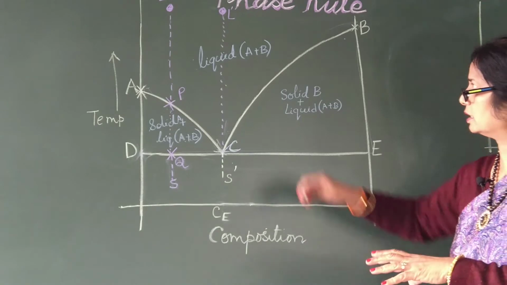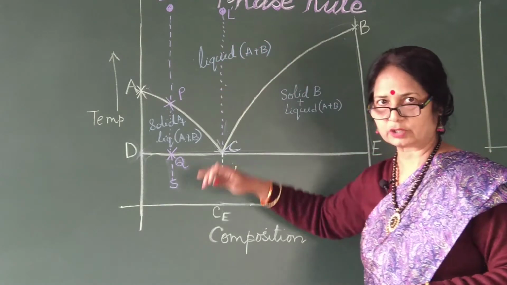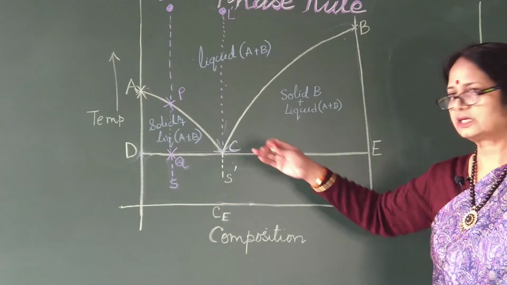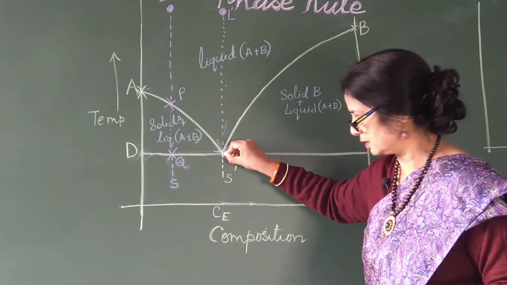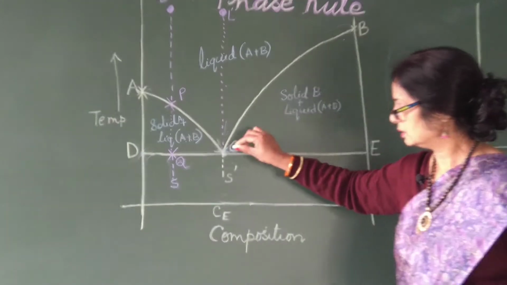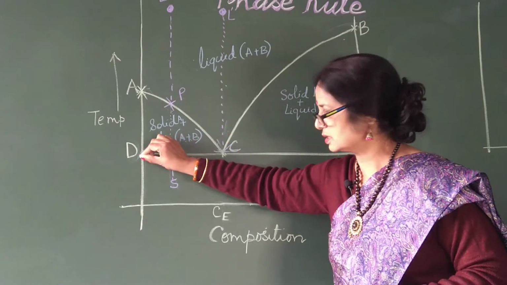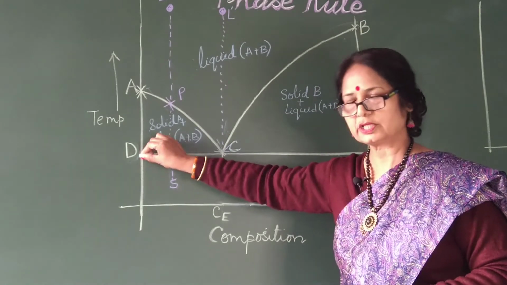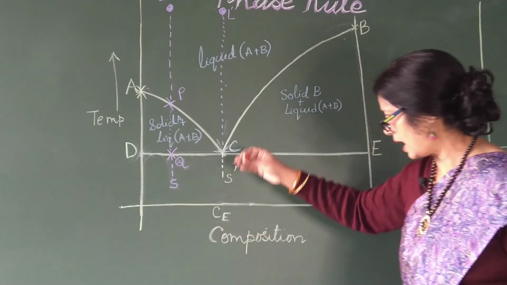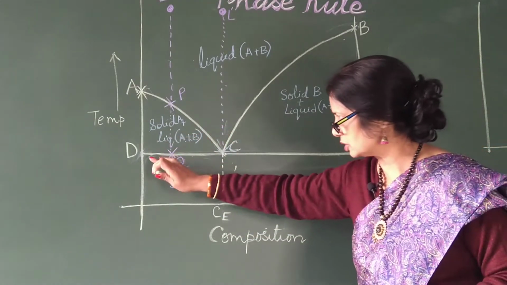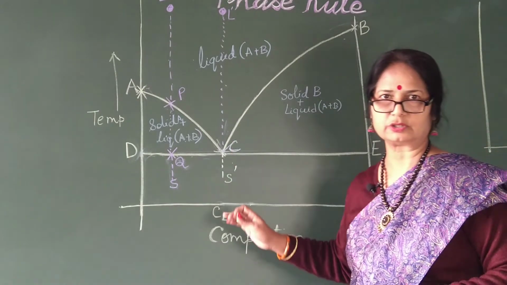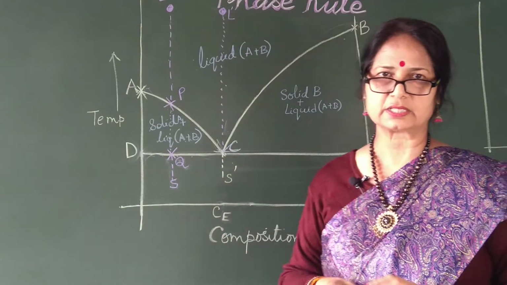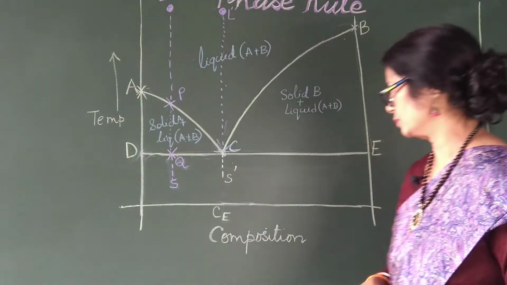Moreover, this point C is the eutectic point. As I told you earlier, we have the liquid phase here, we have the two solid phases over here, and it is a non-variant point. So this is our eutectic point. The temperature corresponding to this point is known as the eutectic temperature, and the composition corresponding to this eutectic point is known as the eutectic composition.